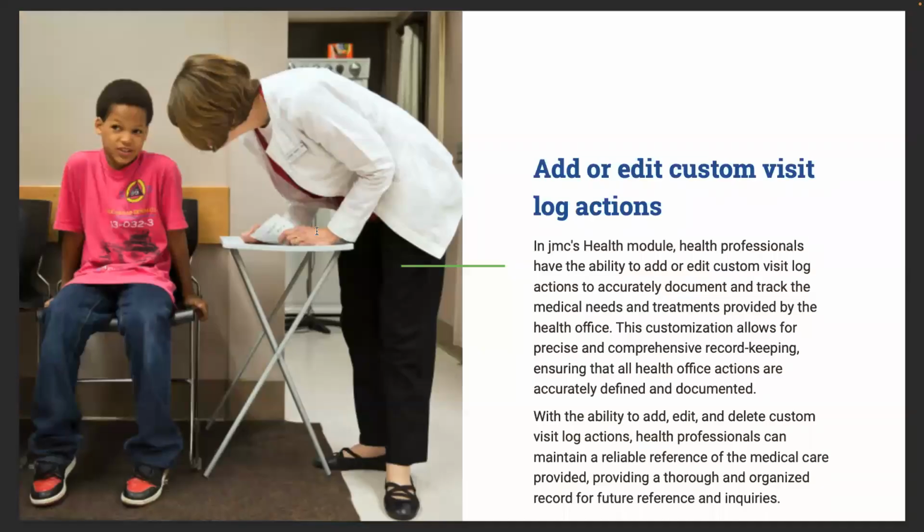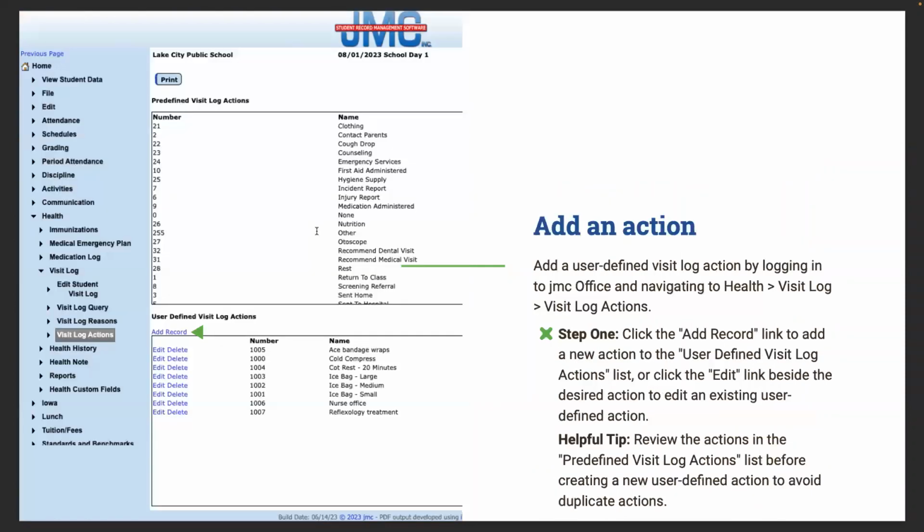In JMC's health module, health professionals have the ability to add or edit custom visit log actions to accurately document and track the medical needs and treatments provided by the health office. This customization allows for precise and comprehensive record keeping, ensuring that all health office actions are accurately defined and documented. With the ability to add, edit, and delete custom visit log actions, health professionals can maintain a reliable reference of the medical care provided, providing a thorough and organized record for future reference and inquiries.